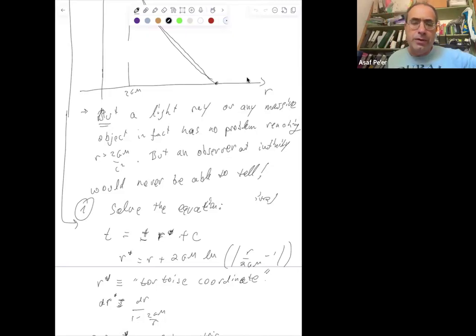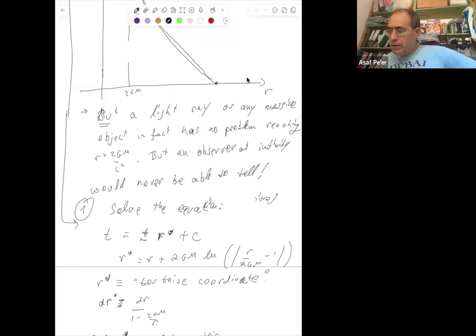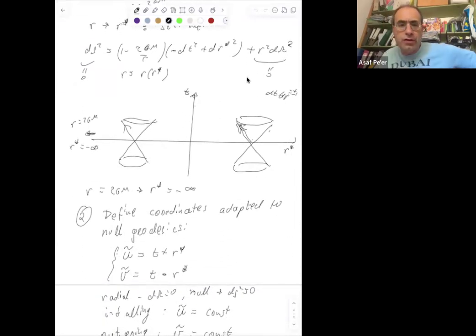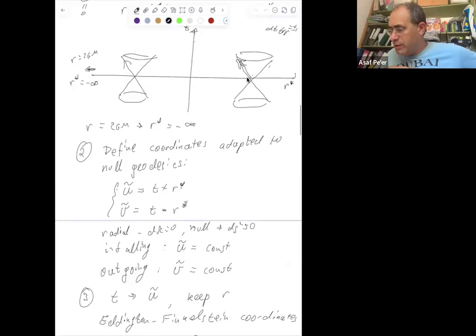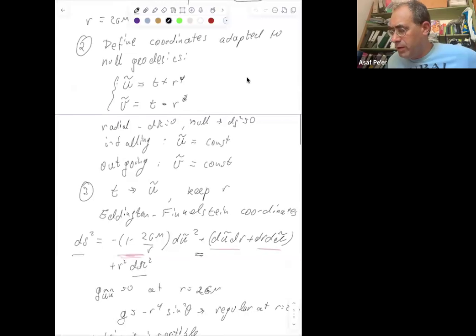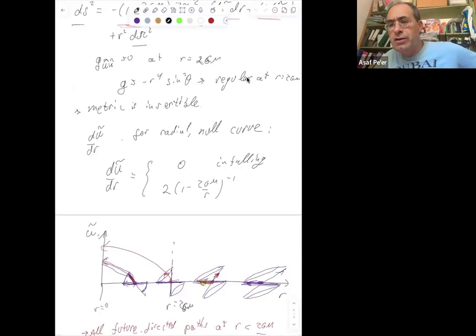And then we simply played some game and started to play with the coordinates, saying, okay, what happens if we change coordinates from t, r to some other coordinate? So we defined r star as a new coordinate. And basically what this did was just to throw that Schwarzschild radius to minus infinity. And then we continued to play with that, and we introduced the Eddington-Finkelstein coordinates when we switched t to u tilde. And when we did that, we found out that there is really no problem entering the horizon. So r equal to 2GM is the horizon in these new coordinates.